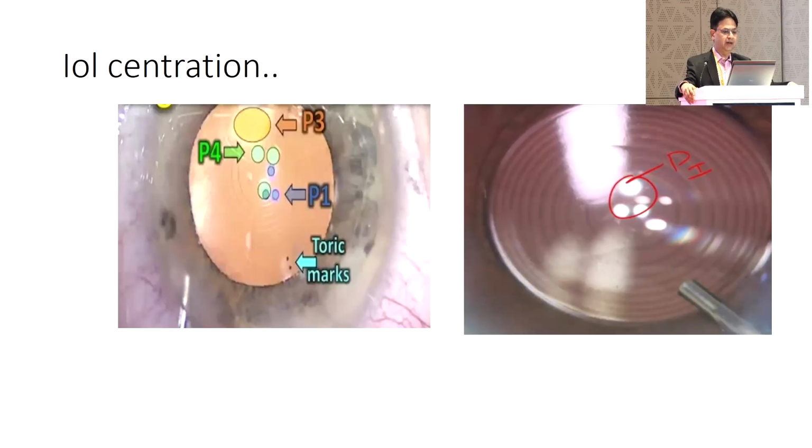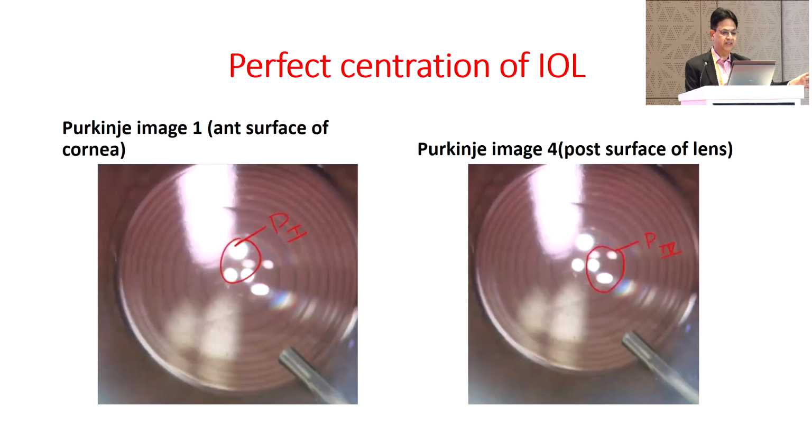Eye centration, I'd like to add along with the previous speakers, you have to see the Purkinje images 1, 2 and 3. Purkinje image 1, with the base down, is on the anterior surface of the cornea. Purkinje image 2, we cannot see, is on the posterior surface of the cornea. Purkinje image P3 is on the anterior surface of the lens, just the reflection on the lens. And P4 is the Purkinje image 4 with the base upwards. So after the surgery we have to coincide the P1 and P4 images for proper centration of the lens.